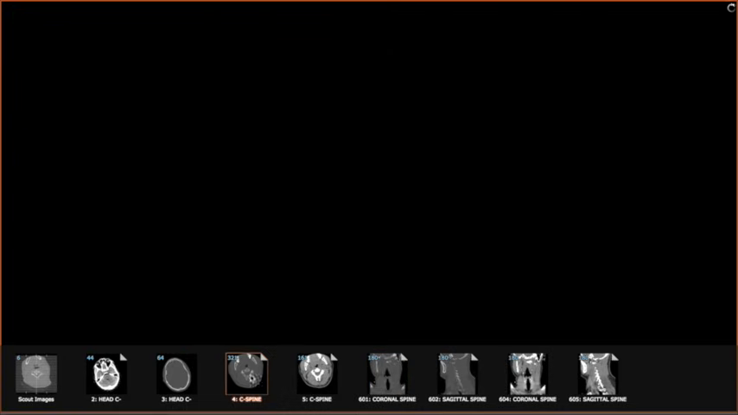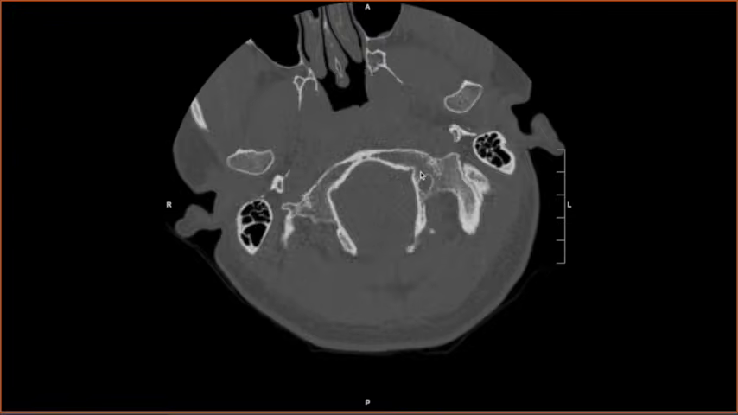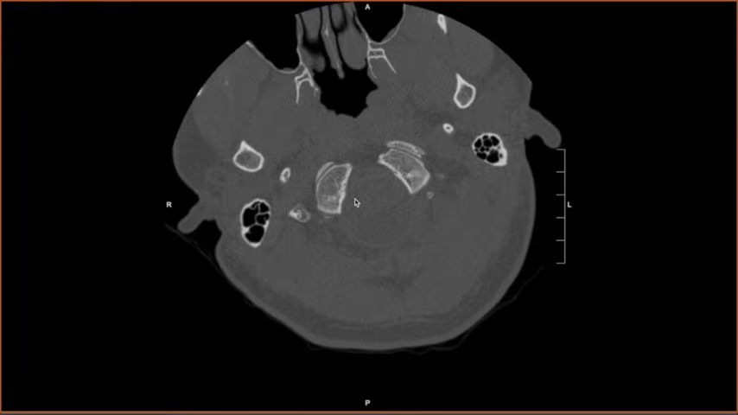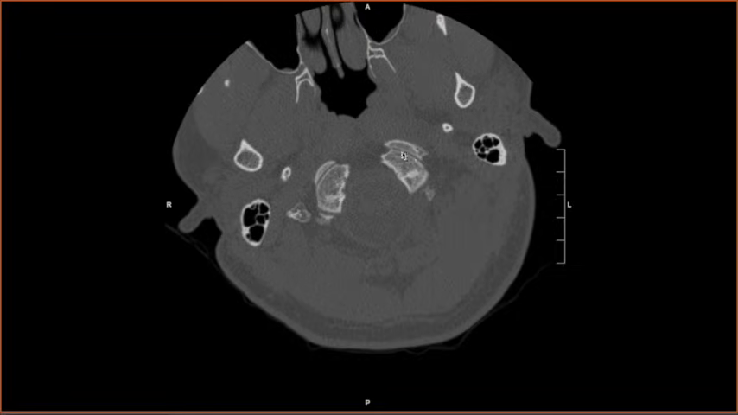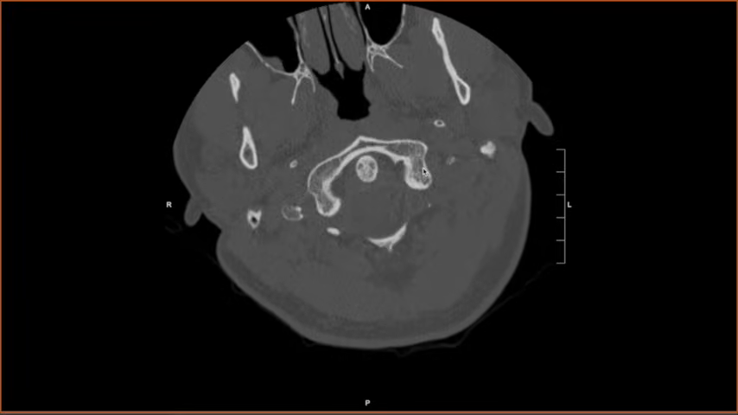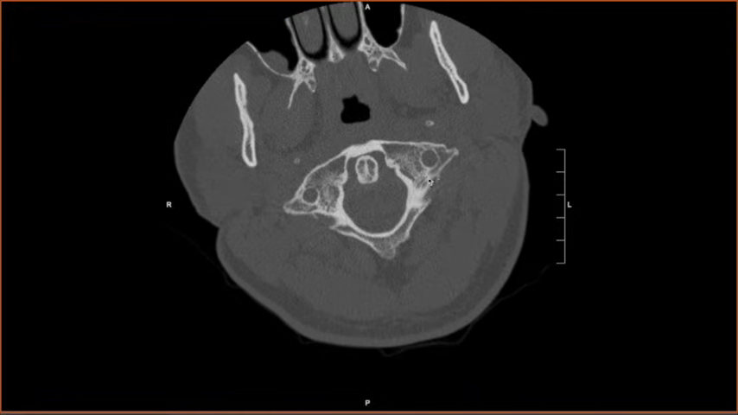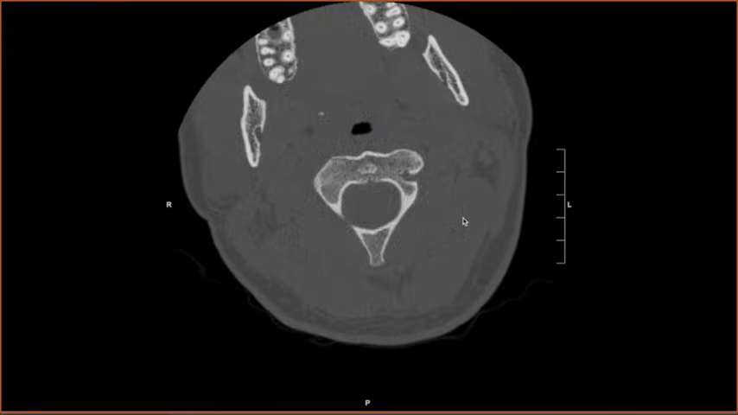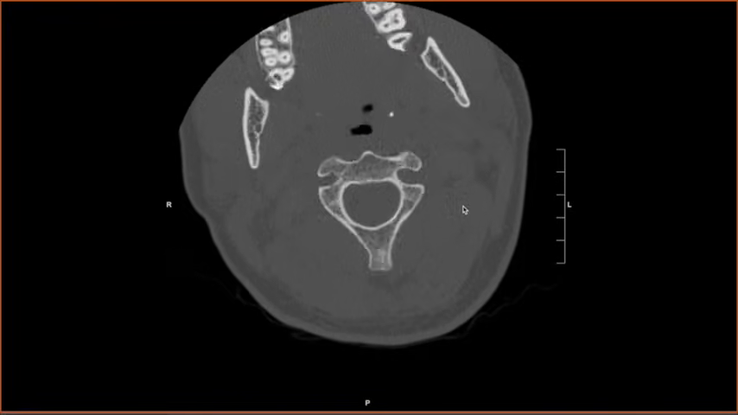When I look at the axials, I do the same thing. So I scroll down and I'm looking again at the occipital condyles for any subtle avulsion fractures or fractures of the occipital condyles. I look at that joint again as I'm going down. That's the atlanto-occipital joint, or the articulation between the occipital condyles and C1 lateral masses. I scroll down and I complete the entire C1 vertebral body. And then I scroll down and look at the dens and complete the entire C2 vertebral body.